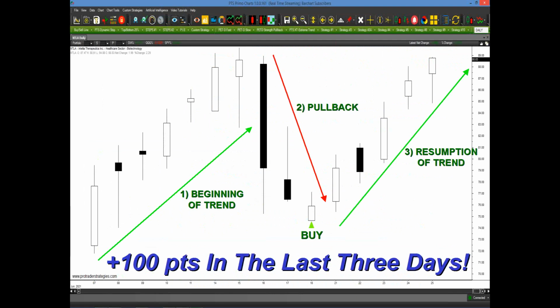So you could have taken advantage of this if you had become a student of ours just a couple of weeks ago. But don't worry, there are setups being generated all the time, whether buy setups or sell setups. That's the beauty of strategy number 9, okay?